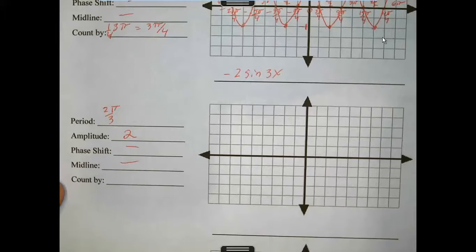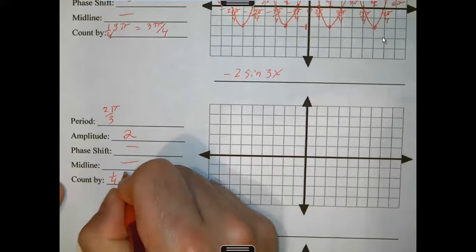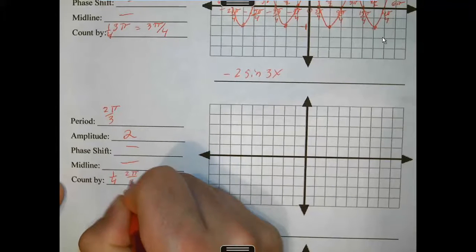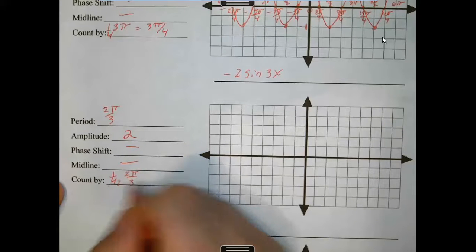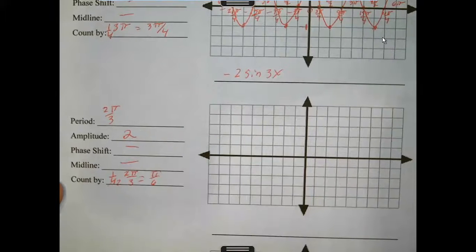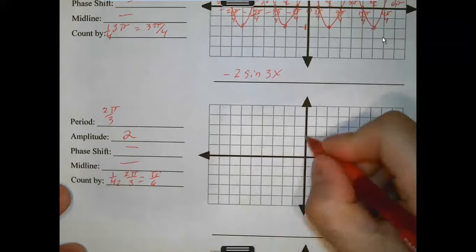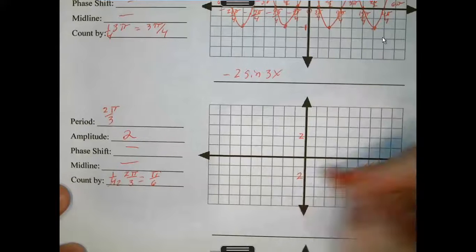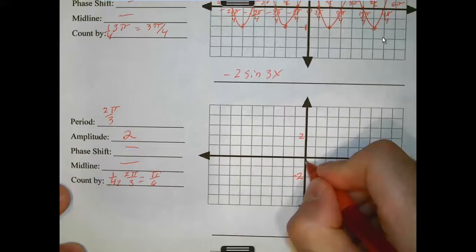Count by. I take a fourth of my period, 2 pi over b. So 4 goes into 2, that's 1/2, 1/2 times 1/3, so it's going to be pi over 6. Okay, so I take a fourth of my period. Now I mark my amplitude. So I go up 2, down 2. Okay, there's my amplitude. I start at 0, and now I count by pi over 6.